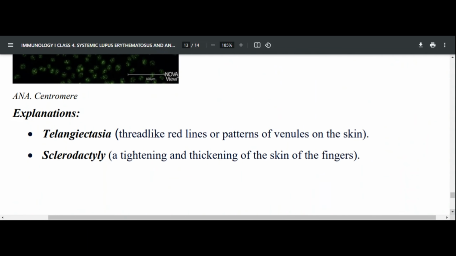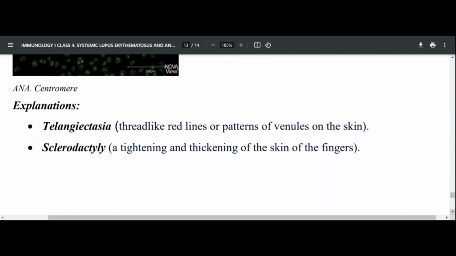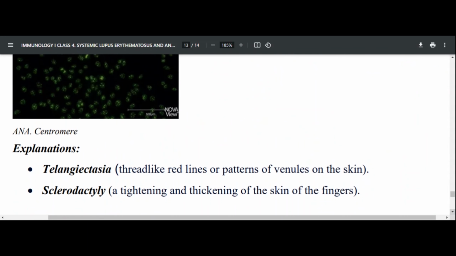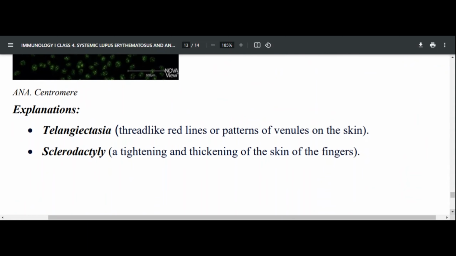So I was trying to explain the terms we discussed in CREST syndrome. We have telangiectasia, which of course is thread-like red lines or patterns of venules in the skin, and sclerodactyly, which is tightening and thickening of the skin of the fingers. That's what you call sclerodactyly. Sometimes this is of course a syndrome or a manifestation.